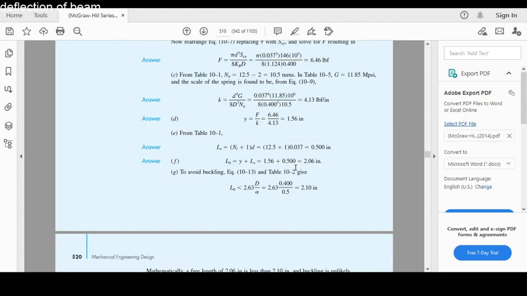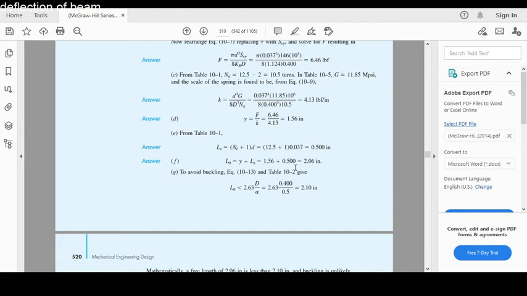Okay, in table 10.5, G equals 11.85 Mpsi, and the scale of the spring is found from this equation, k equals d to the fourth G over 8 D cubed Na. Okay, you can get this equation. So y, the deflection, is F over k, which is 6.46 over 4.13, so you can get 1.56 inches of deflection. Okay, deflection meaning that when you put the load, it will deflect about 1.56 inches.